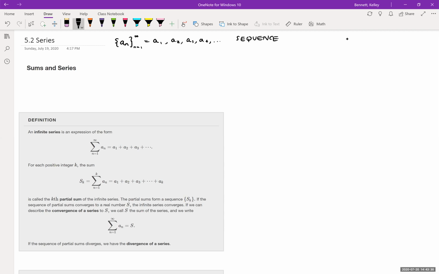A series is going to be a sum, an infinite sum. So it's the same kind of structure, with the a representing the term and the index given by n. But instead of just listing them out, we're going to add them up.